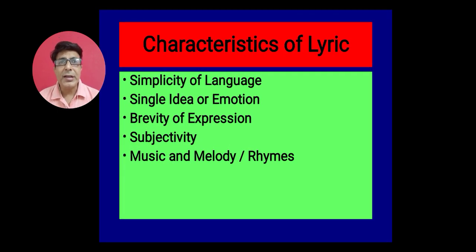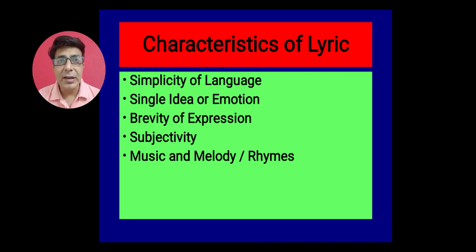Friends, we want to discuss the salient features, the important characteristics of this lyric form in English literature. So, as you can see on the screen, these are the characteristics of lyric. Number one, simplicity of language. Why simplicity of language? Because lyrics are meant for the common man and women. So the language has to be very simple. Number two, single idea or emotion is presented in the lyric. Why? Because it is very short. So the poet does not have a large scope to play. So the lyric is focusing on one single idea.